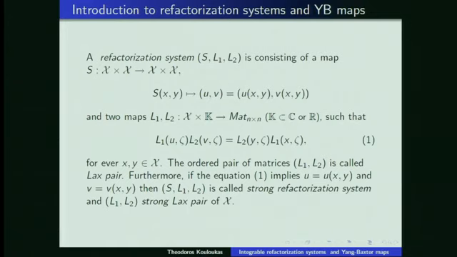So we will begin with a short introduction to refactorization systems and Yang-Baxter maps. So a refactorization system consists of a map S of this form here and two matrices L1 and L2 that depend on a point of the set X and the spectral parameter, such that this refactorization equation holds.